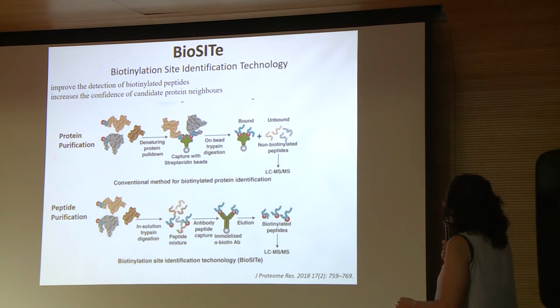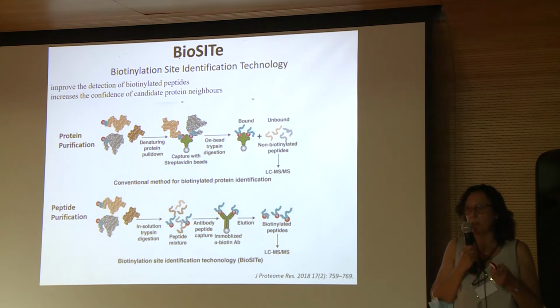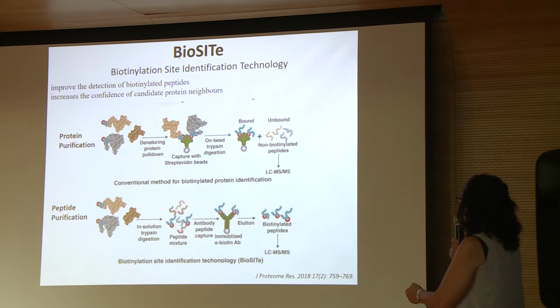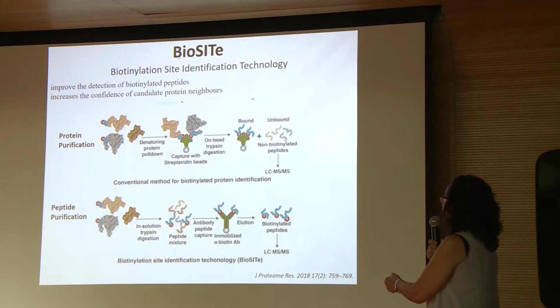Basically, it compares with the protocol I showed you before, based on the capture of biotinylated proteins, then digestion, and then identification of the proteins. This identification relies mostly on unbiotinylated peptides because of the very high affinity of this interaction. The peptides we recover best are not biotinylated, but we can identify the protein with these peptides as well, because we don't need the specific biotinylated peptide to identify the protein.